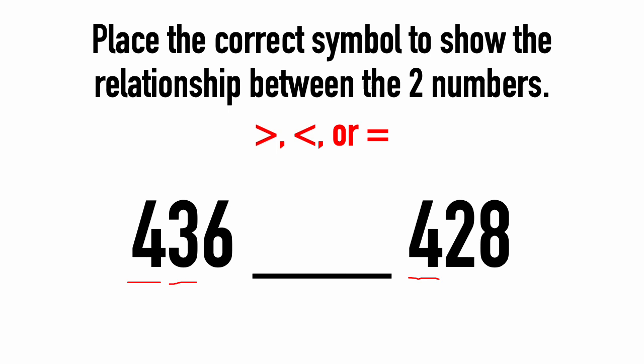In this number, we have a 3 in the tens place, and in this number, we have a 2 in the tens place. Because these numbers are different, we have our answer. 3 is higher than 2. It's a greater number. So we need to put the greater than sign in the middle. So we would read this number sentence as 436 is greater than 428.